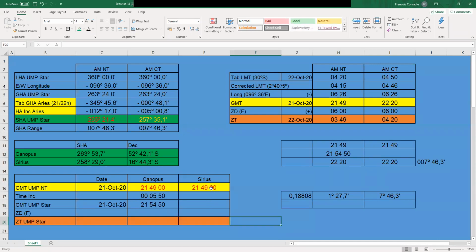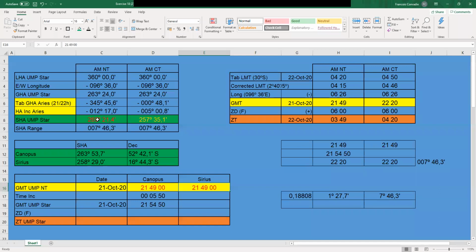Okay, so let's have a look at the second one. So we're going to do the exact same thing. So if you're not sure what I did, it's fine. We're going to do the exact same thing here. Okay, same principle. So we're starting at 21:49, which is again the 265.